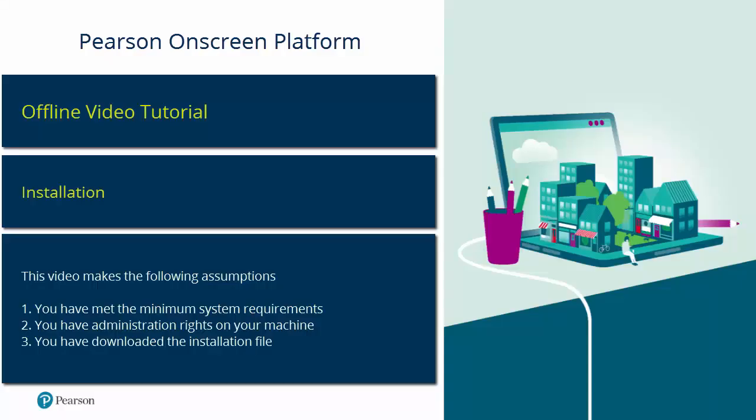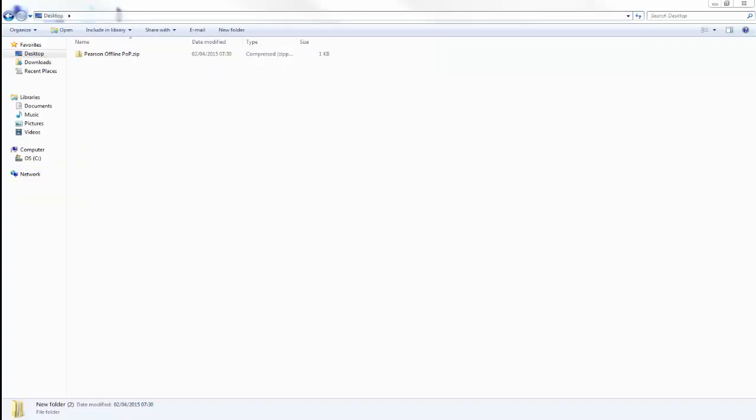Pearson Onscreen Platform Offline Video Tutorial: Installation. This video will guide you through the process to enable you to install the offline Pearson Onscreen Platform installation file. Assumptions: you have met the minimum system requirements, you have administration rights on your machine, you have downloaded the installation file.